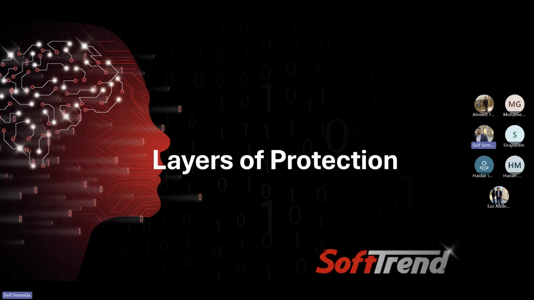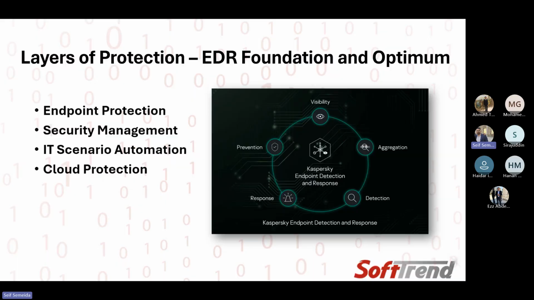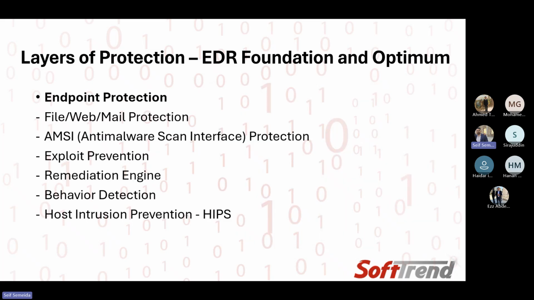Now we're going to take a look at the different layers of protection in the EDR Foundation and Optimum. We have 4 main layers that we have discussed, but we'll go through quickly. We have the endpoint protection, the security management, the IT scenario automation, and the cloud protection. For the endpoint protection, all these features are under the umbrella of the endpoint protection, which are file, web, mail protection, AMSI, exploit prevention, remediation engine, which rolls back the actions, behavior detection, and host intrusion prevention.